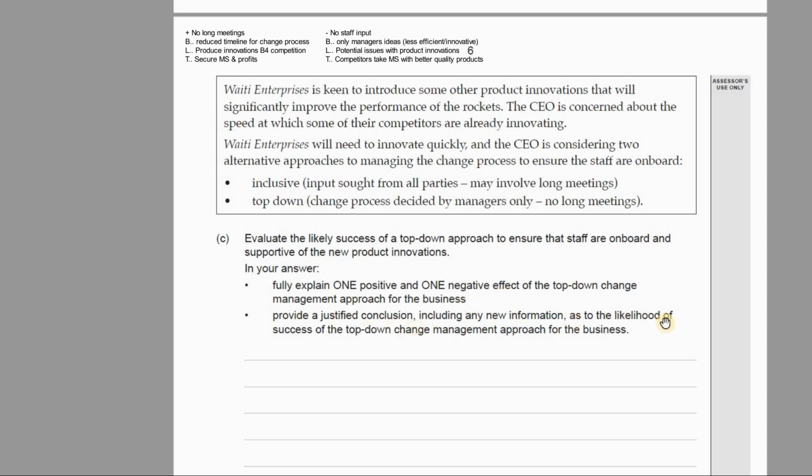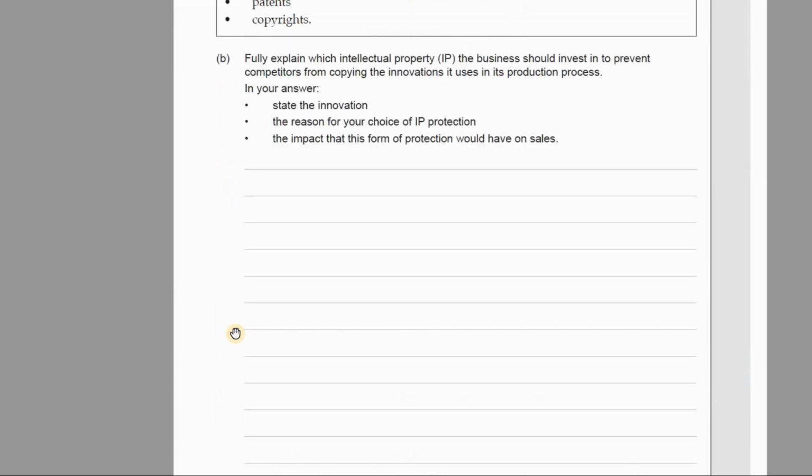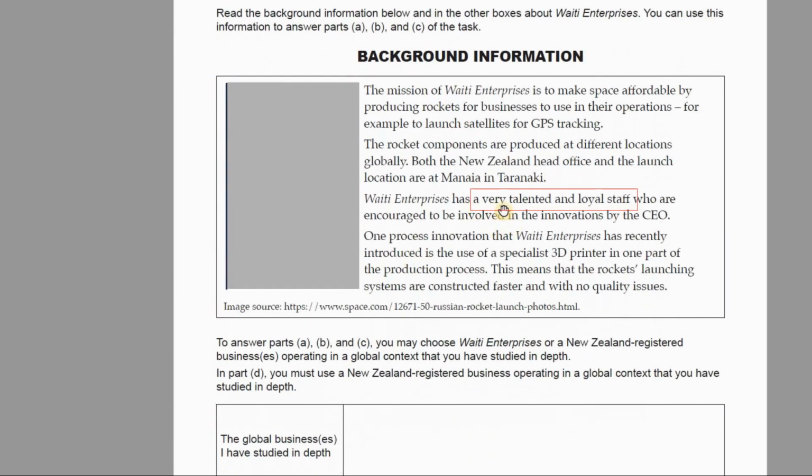So for my justify, I've got to talk about the likelihood of the success of the top-down change management approach. I can go either way with this. In fact, if you look at the assessment schedule, you'll see that I'm going to go the opposite way of what they did. So I'm going to say it's likely not to be as successful as maybe the inclusive approach. It's not going to be as successful because of those talented staff. I'm using information from all the way back here. Here it said they have a very talented and loyal staff. I'm going to use that information in this question.